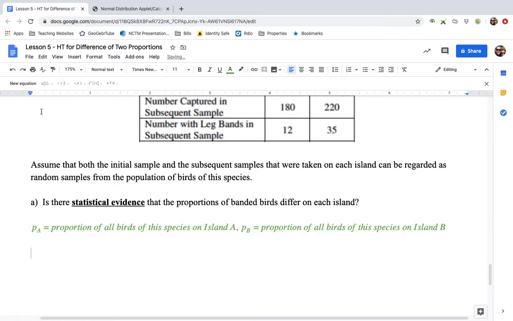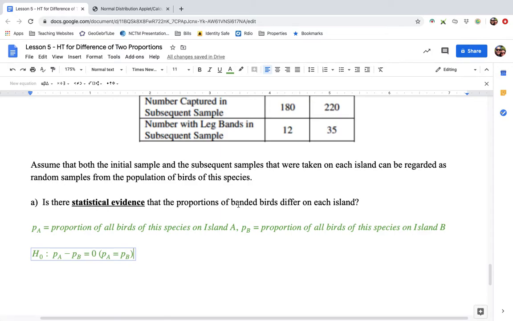You need your hypotheses. So your null hypothesis. What do you expect to be true? Well, before you do any sort of data, you expect that the difference in proportions is zero, that there is no difference. That would be the same as writing, and again, it doesn't matter which way you write this, you expect that the proportions of birds on those islands are the same. What is the alternative? It comes right here.